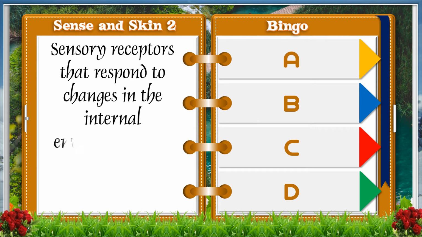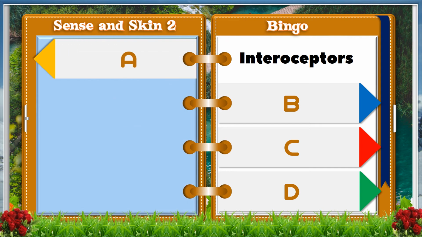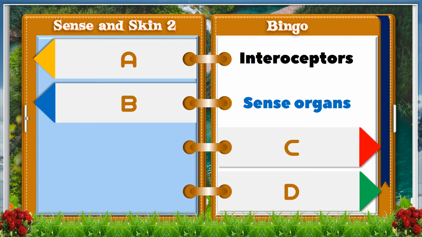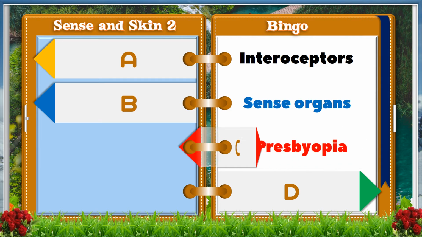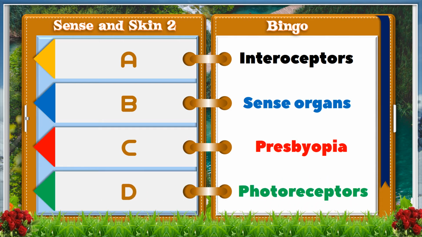Sensory receptors that respond to changes in the internal environment. For example, stretch receptors in the muscles. A. Interoceptors. B. Sense organs. C. Presbyopia. D. Photoreceptors. And the answer is A. Interoceptors.